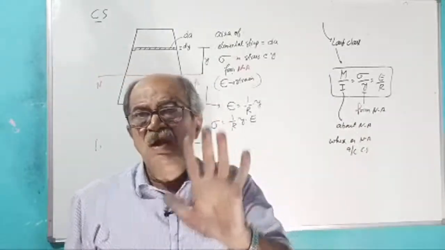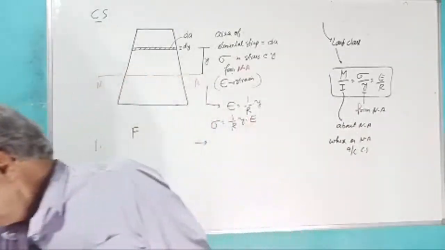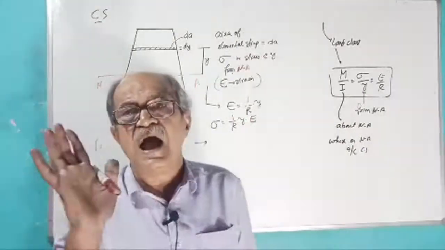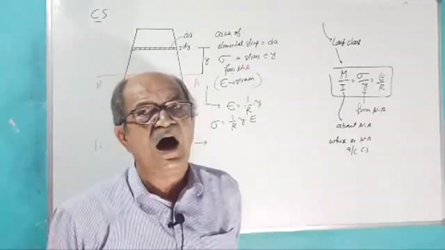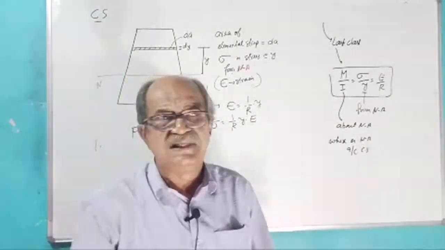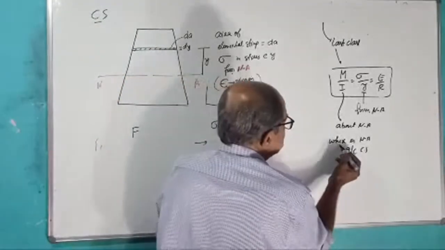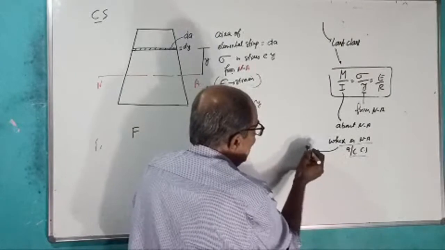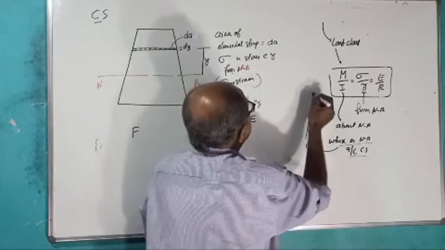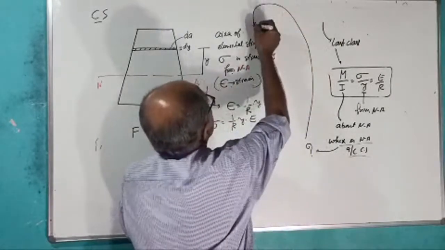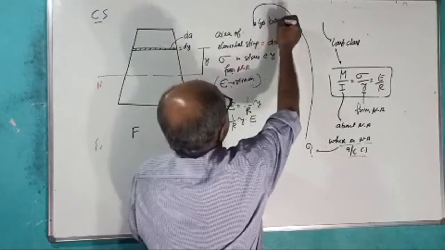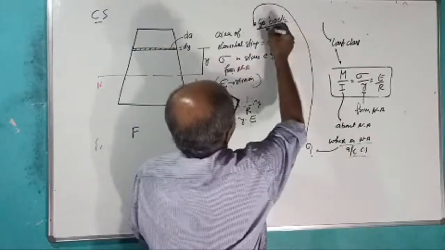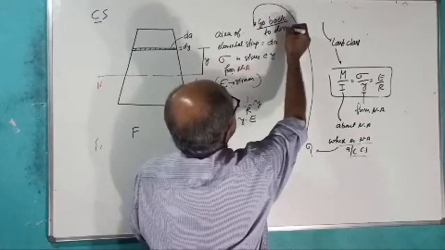Now, I will tell one more piece of information. There is a small question I will ask later for those who want to answer. Now, where is the neutral axis? To know where the neutral axis is, you once again go back to the derivation.